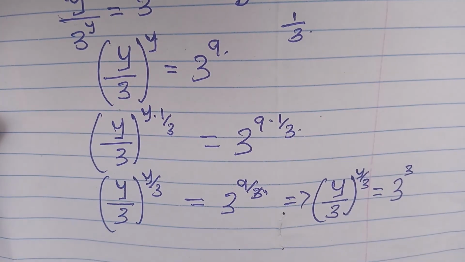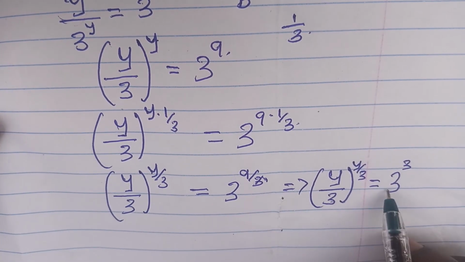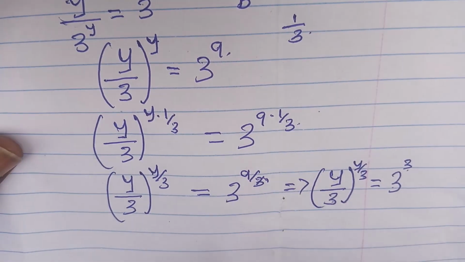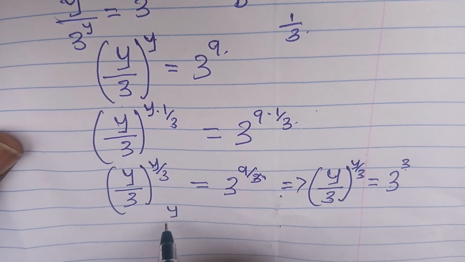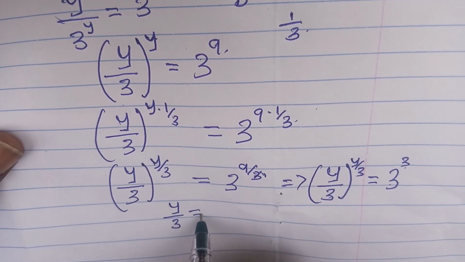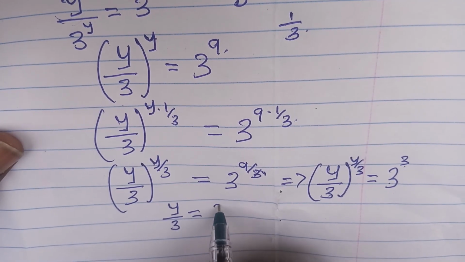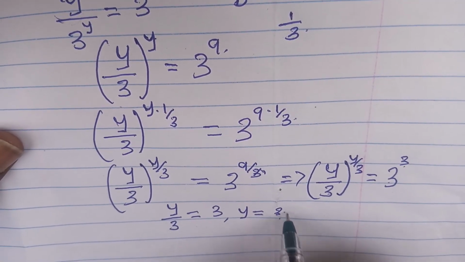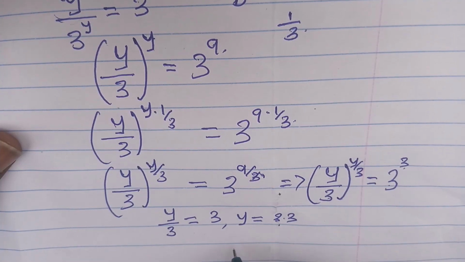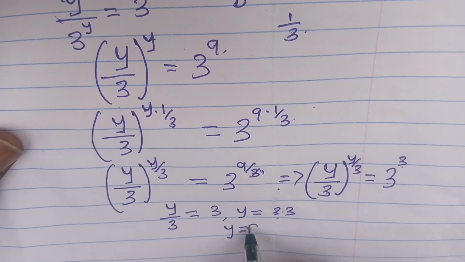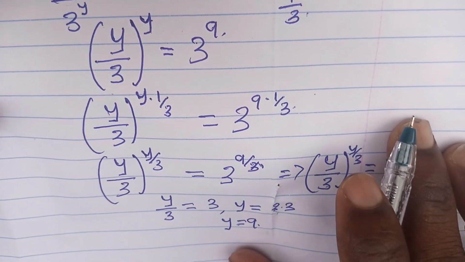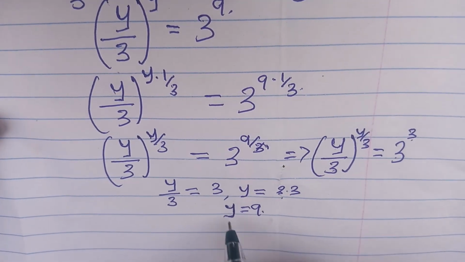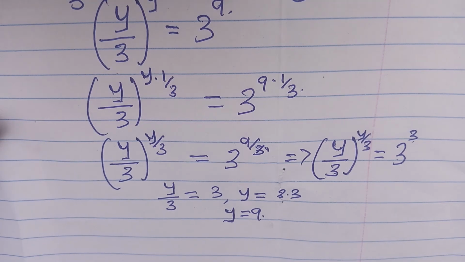From here we can compare that y over 3 is the same thing as this base number, and y over 3 is the same thing as this power number. So by comparison, y over 3 equals 3. So y equals 3 times 3. Therefore our y is equal to 9. So this is the value for y.